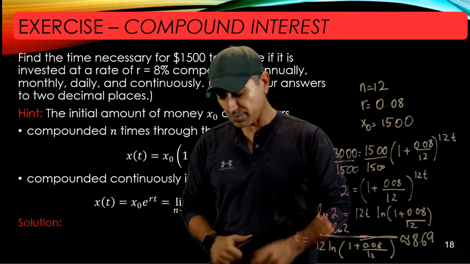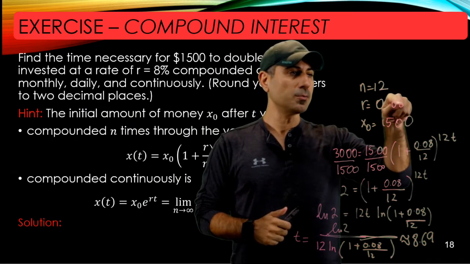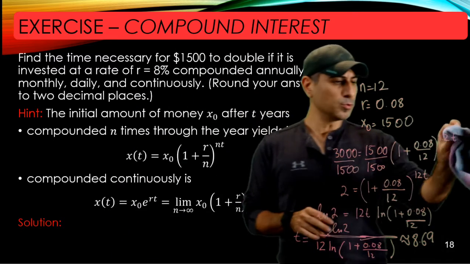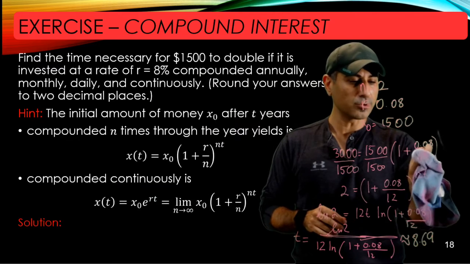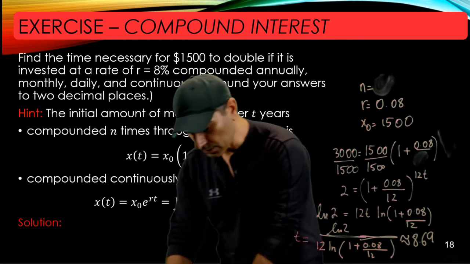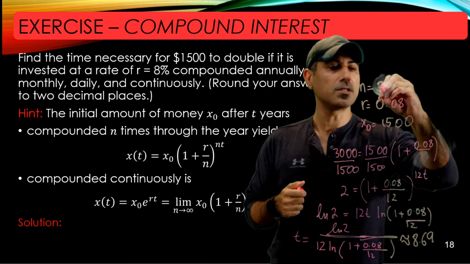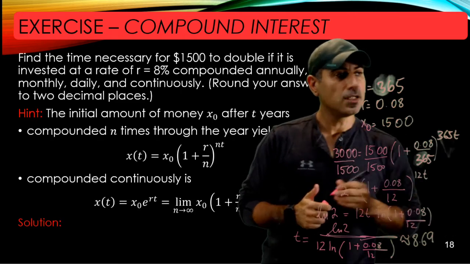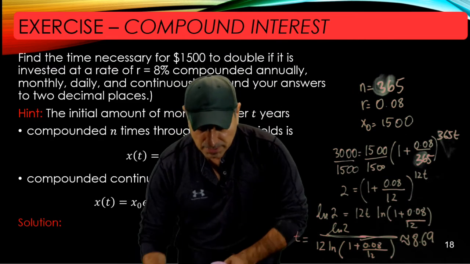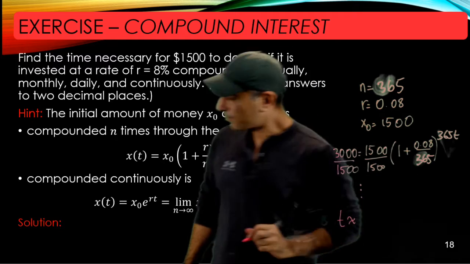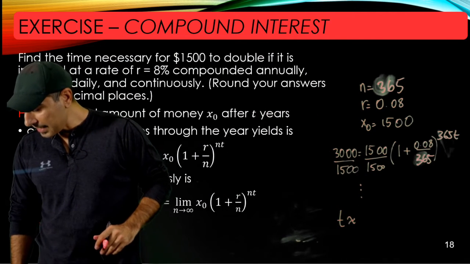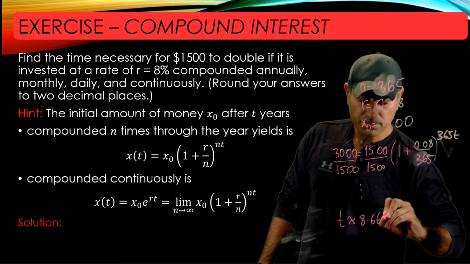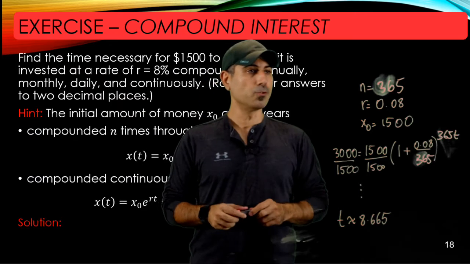Daily means we have 365 days, so n is going to be 365. At this moment, I want you to do the calculation by yourself, and I'll just provide you the final result. So this is 365 and 365t, and I want you to apply the same strategy. We're going to find t approximately equal to 8.665, which is slightly better than the one that you got for monthly.